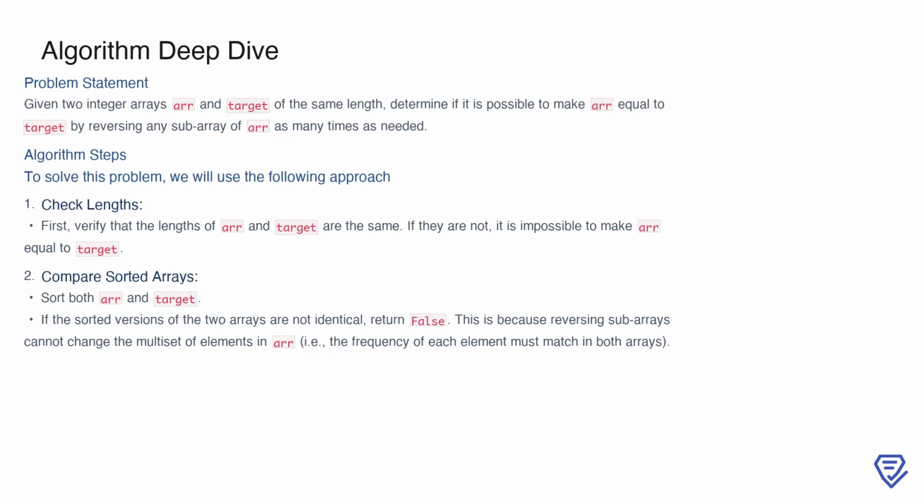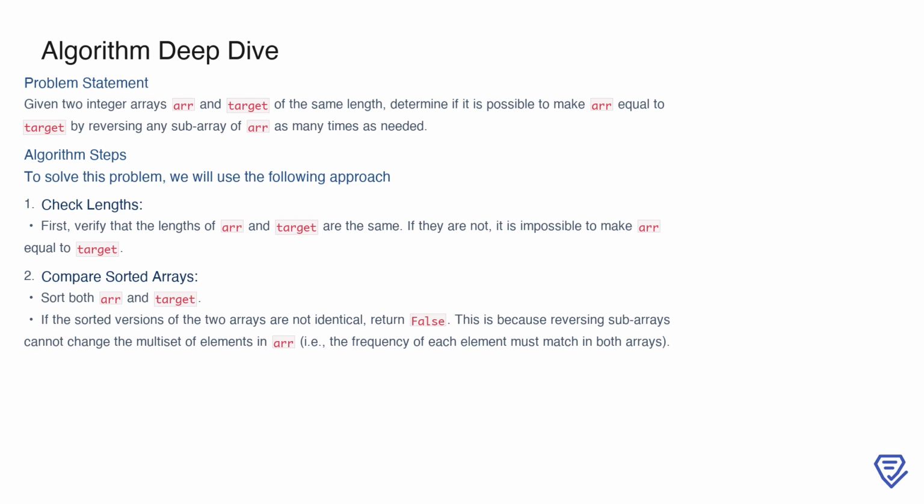The problem involves determining whether we can make two arrays, ARR and target, identical by reversing any subarray of ARR as many times as needed. To solve this, we begin by checking if the lengths of the two arrays are the same. If the lengths differ, it's immediately impossible to make the arrays equal, as reversing subarrays cannot create or eliminate elements.